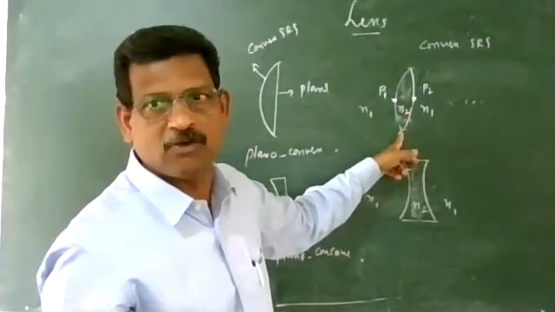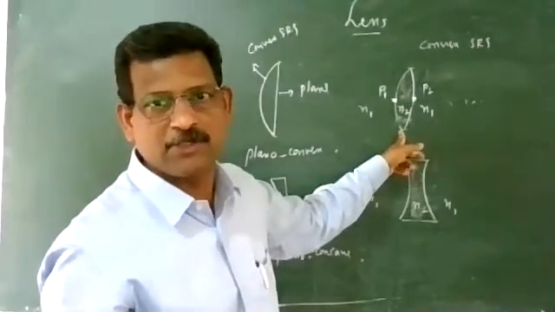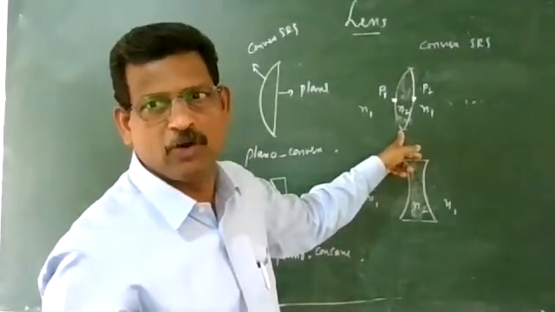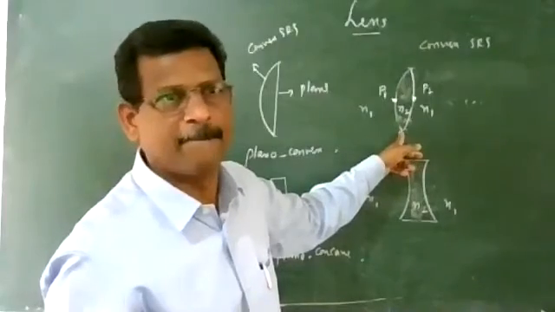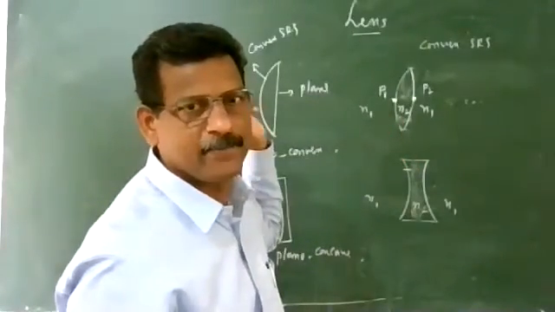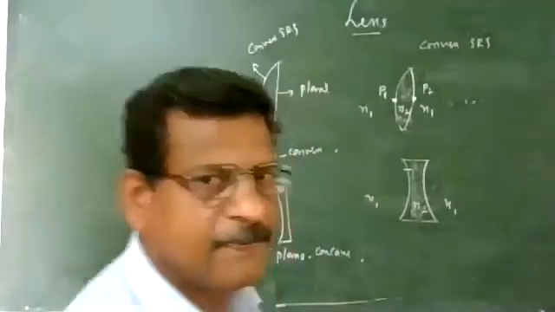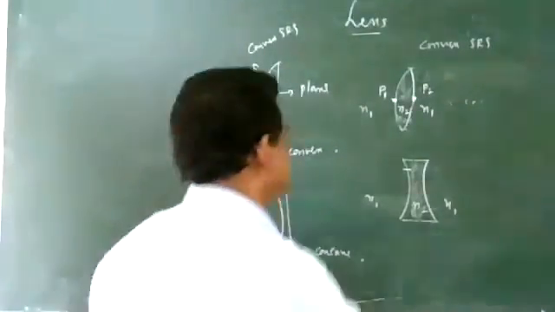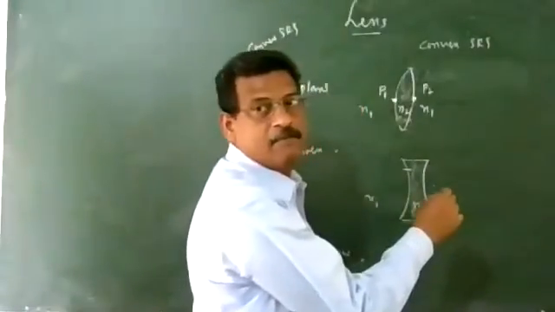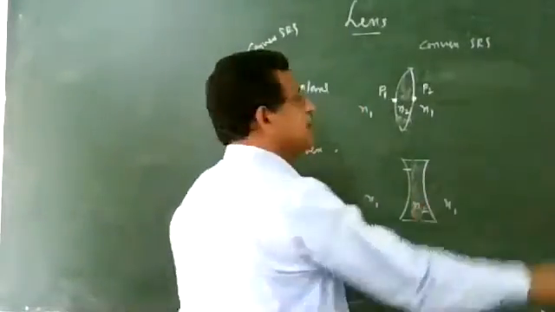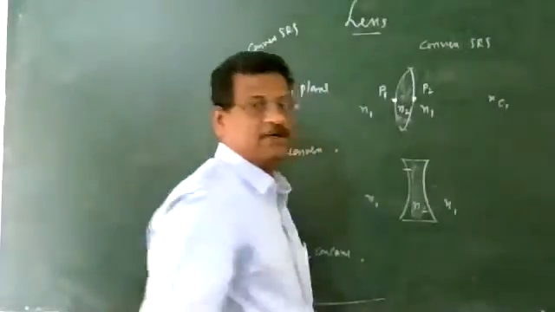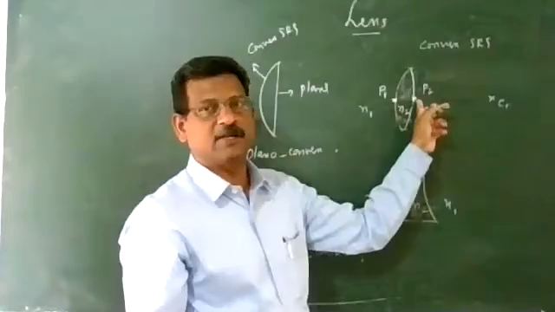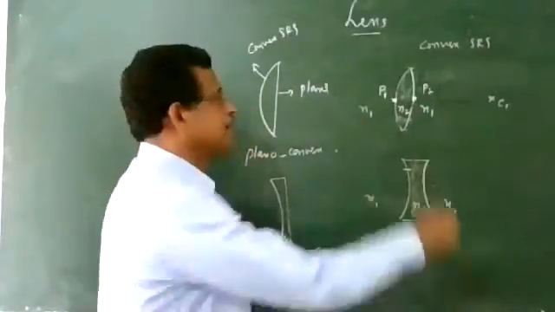Can you tell me where you locate the position of the center of curvature of the first SRS? Left or right? Anyone? Right side. So this is on the right side, C1. And the second surface's center of curvature is on the left side, C2.